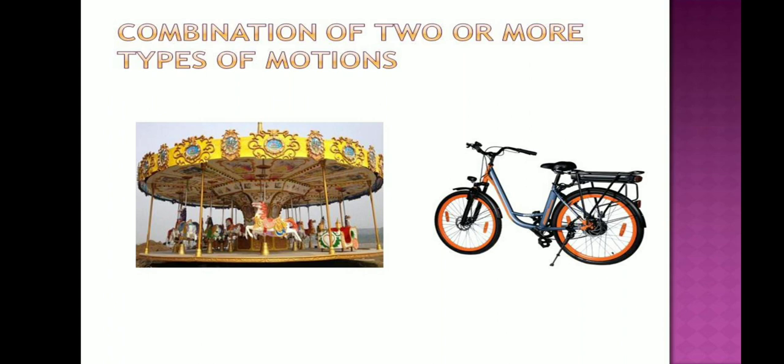Bicycle. Suppose a bicycle is moving on a straight road, the wheel of the bicycle is rotating on its axle and also moving forward in a straight line. So a bicycle on a straight road has two types of motion, rotational motion as well as rectilinear motion. If in case this bicycle is moving on a curved road, then it also experiences a curvilinear motion.